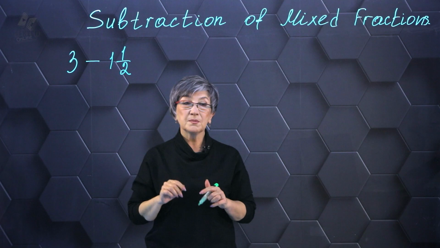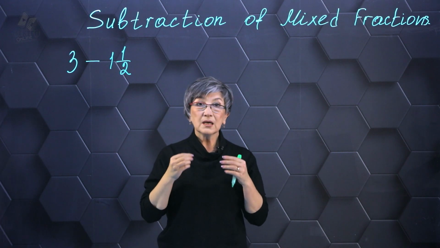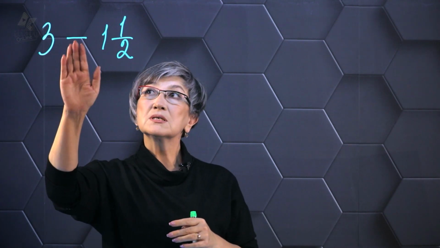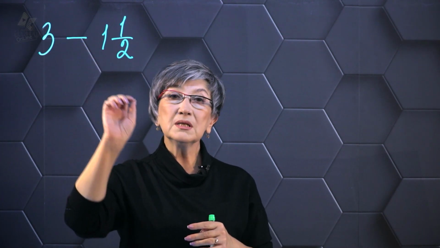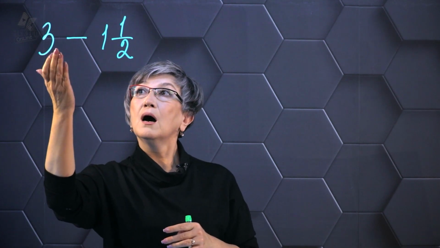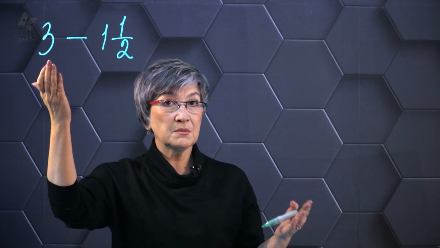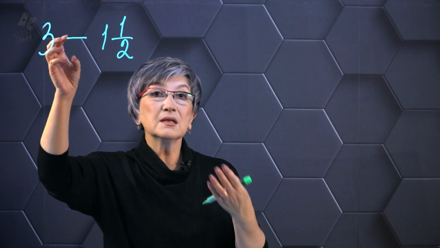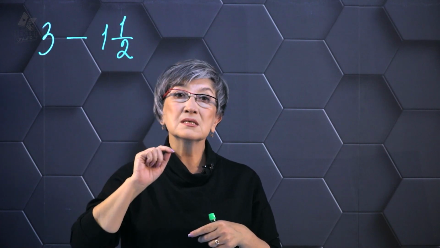So let's go back to our example. What problem do we have in solving this example? Well, first of all, if we have a minus sign, we have to pay attention to the denominator. This mixed number has a denominator of 2. And the first number has no denominator. So what do we have to do? We have to make this denominator appear here. Denominator, that is the fractional part.